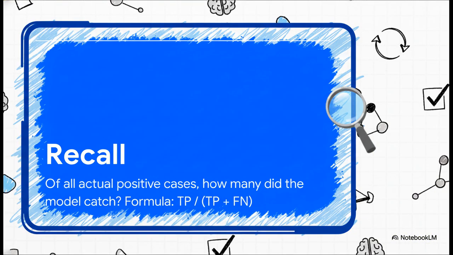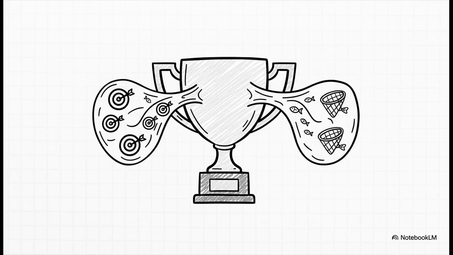It asks, of all the actual fraud attempts that happened out there in the wild, how many did we manage to catch? High recall means you're not letting much slip by. So how in the world do you balance these two? They're often pushing in opposite directions.